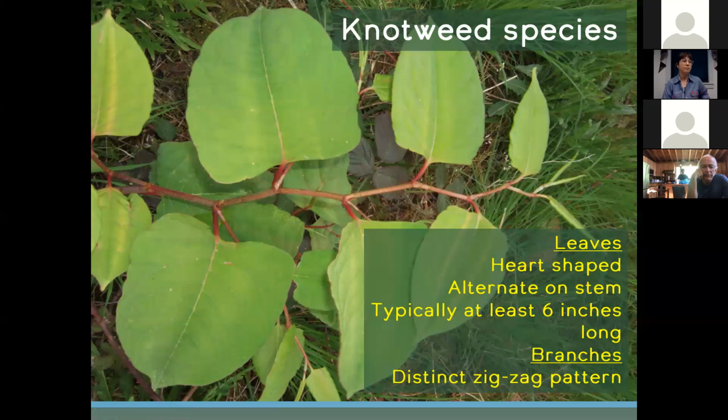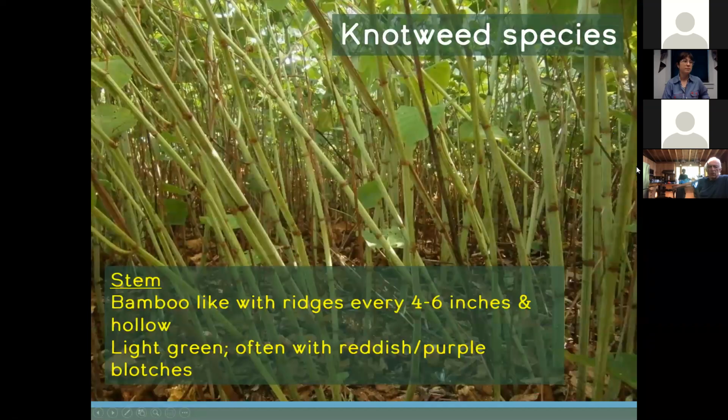And another important thing I look for when I'm identifying knotweed is the distinct zigzag pattern of the branch. You can see on the branch here, it kind of zigs and zags as the leaves attach. So oftentimes when we get inquiry calls from the public, folks are asking, what's this bamboo growing on my property? Knotweed is very bamboo-like in respect to its stem, and it has ridges or nodes every 4 to 6 inches, as you can see here, and it's hollow, so very, very bamboo-like. It's light green in color and often has reddish or purple blotches on the stem.